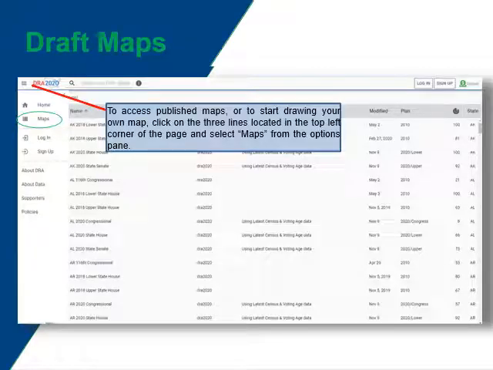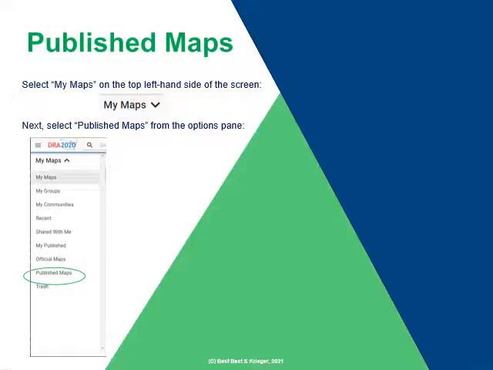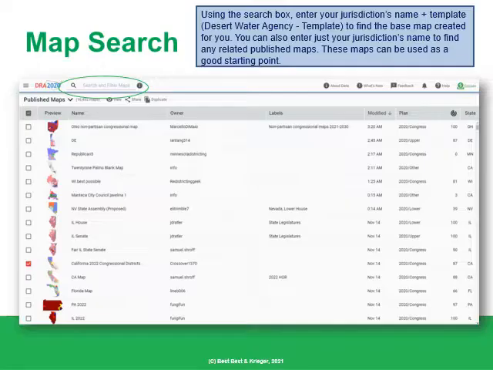Once you've created your free account and log in, you need to find the template that was created specifically for Desert Water. You start by clicking the three bars in the upper left-hand corner and then select Maps. This will take you to a list of maps that have already been created. The next step is to select My Maps in the drop-down and then select Published Maps. This will take you to the list of maps that other people have published, including the template for Desert Water.